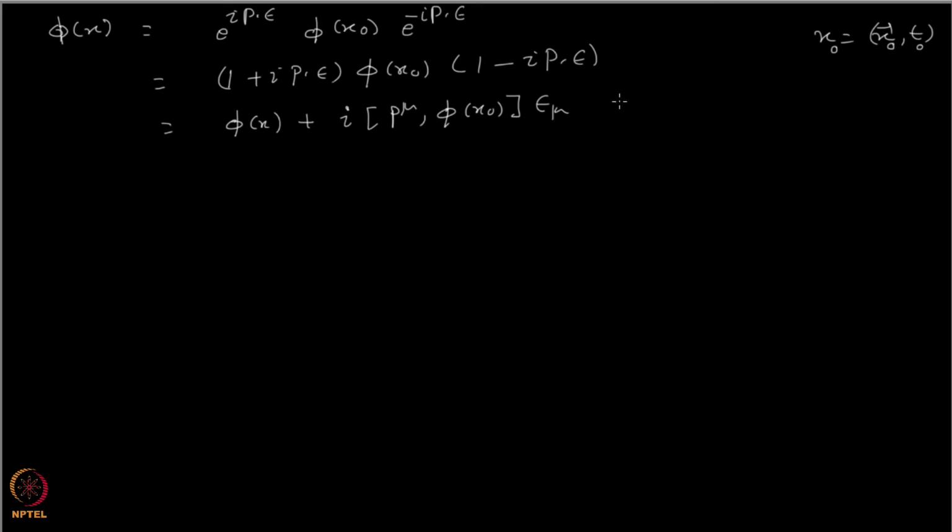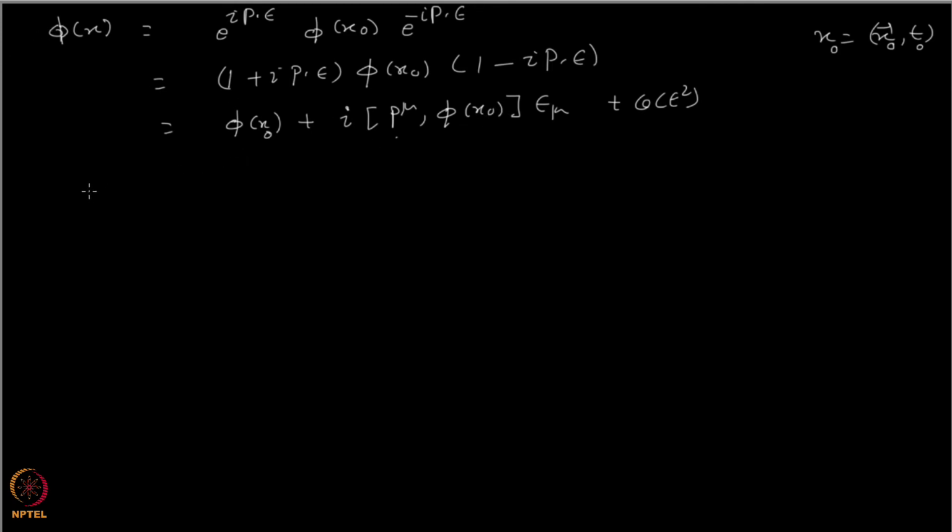And order epsilon square terms, which we will not worry about. So, we say that phi x minus phi x naught, that is the translation that has happened, is generated by the operator p mu. So, p mu, this momentum operator, is the generator of space time translations.